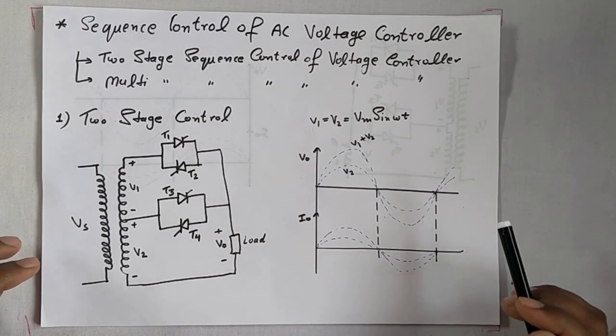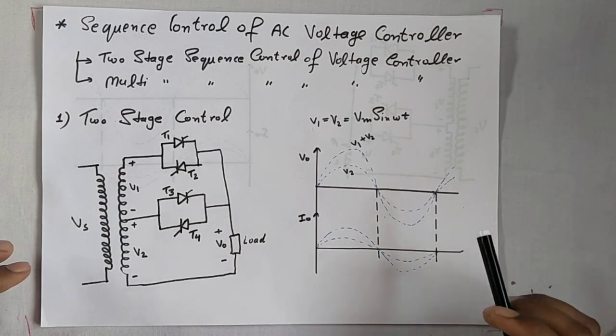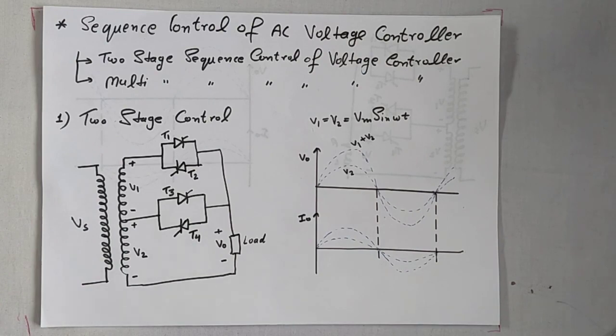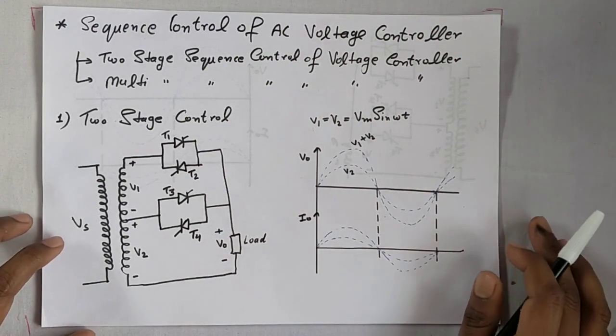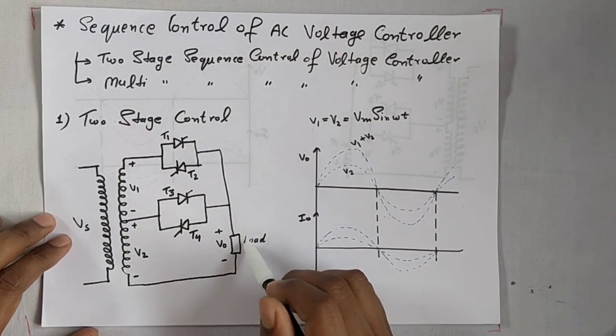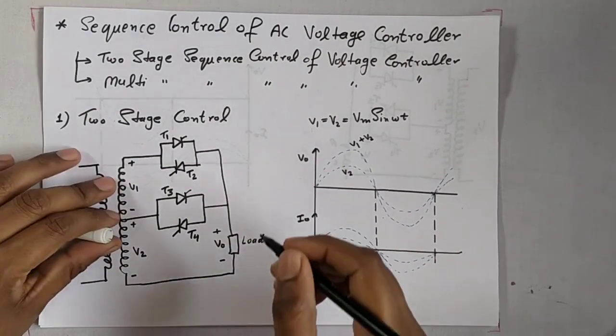Sequence control of AC voltage controller is divided in two parts. One is two-stage sequence control of voltage controller and the next one is multi-stage sequence control of voltage controller. So this is two-stage control with R load.